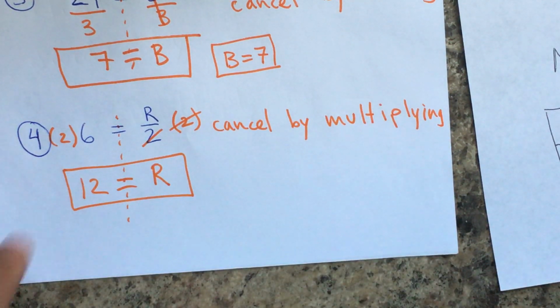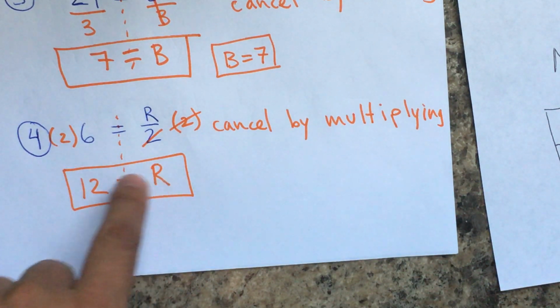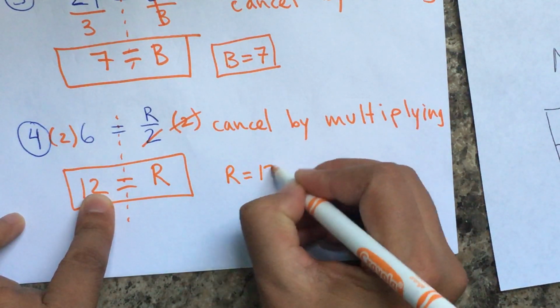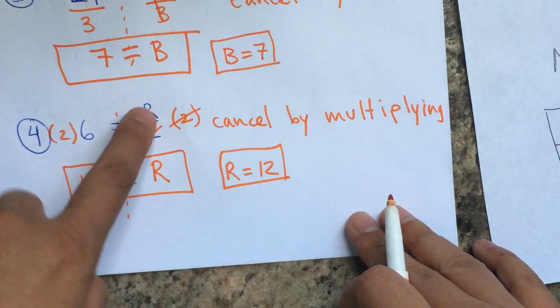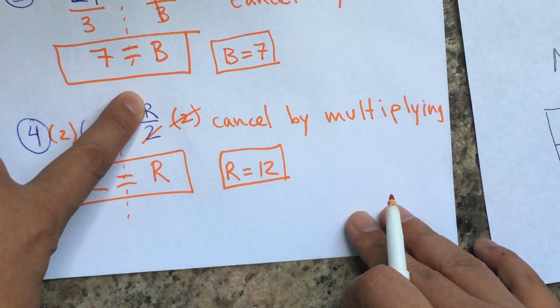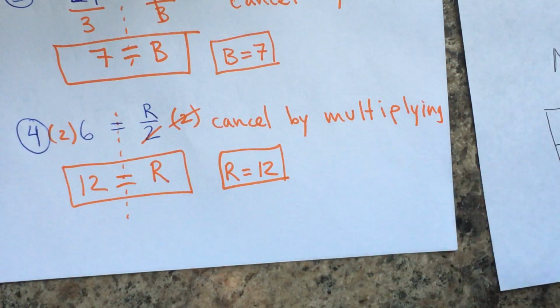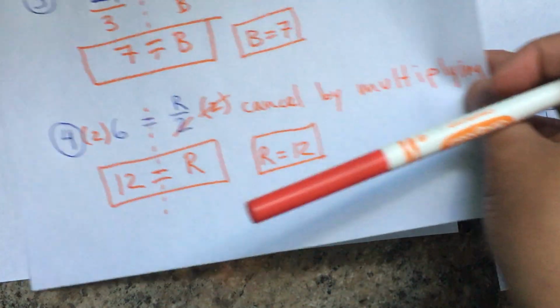Okay. You can always check your answer just by replacing the number. Okay, the value of r is 12. Oh, and remember, some teachers prefer to see r equals 12. So same thing. The value of r is 12. It means 12 divided by 2. Does that equal 6? Yes. So that's a way of checking your answer. Okay, let's do some more.